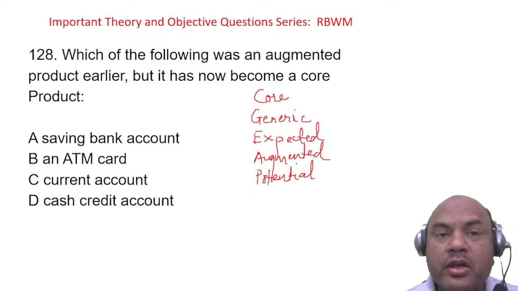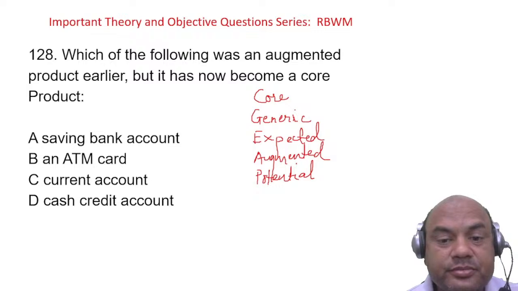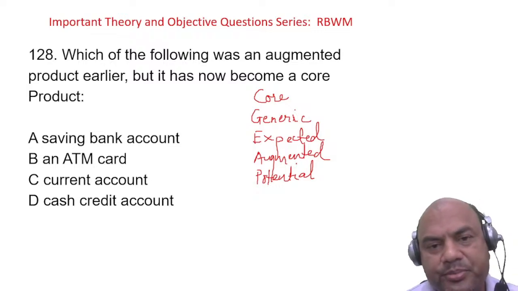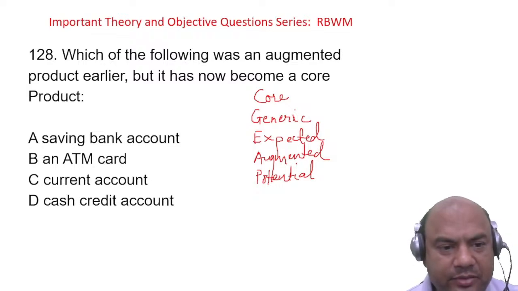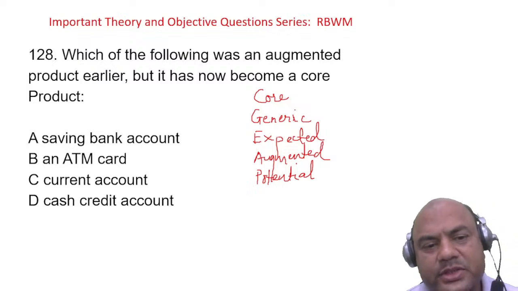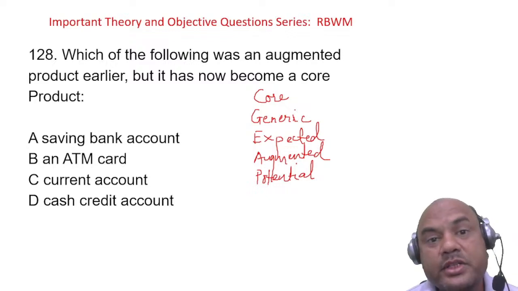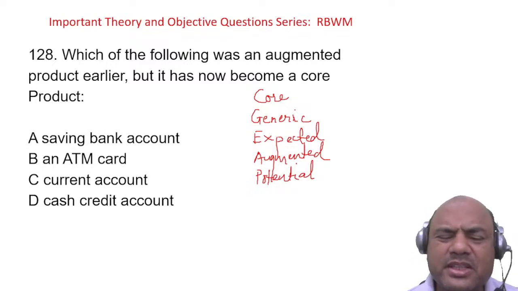Augmented means some very surprising or very interesting product. For example, let me see if any other example is there. ATM card, current account, cash credit. First you answer, then I'll give you the answer. Savings bank account, ATM card, current account, and cash credit. It was a surprise earlier, but now it has become a generic product.